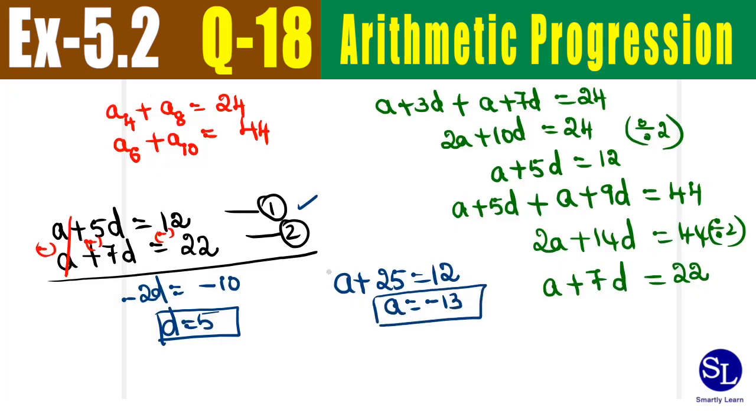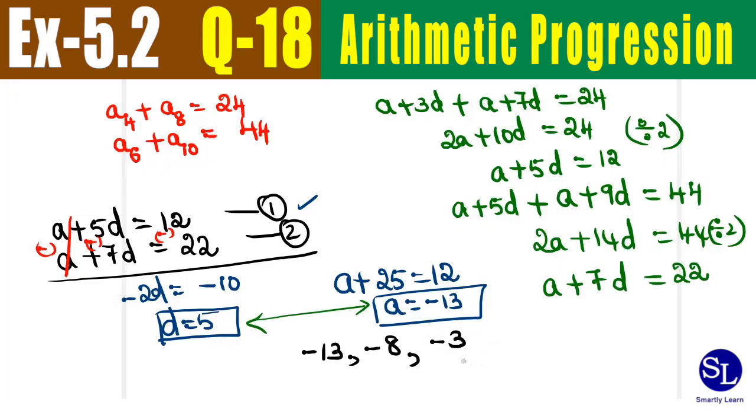Now that we have got the A term and the D term, let's generate the first three terms of the AP. That was the question asked to us. So let us generate the first three terms. The first term is minus 13. I have to add 5 to it, so it gives me minus 8. Add another 5 to it, so now I'm going to get minus 3.